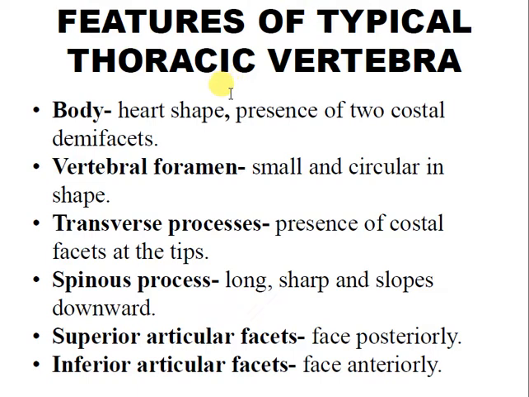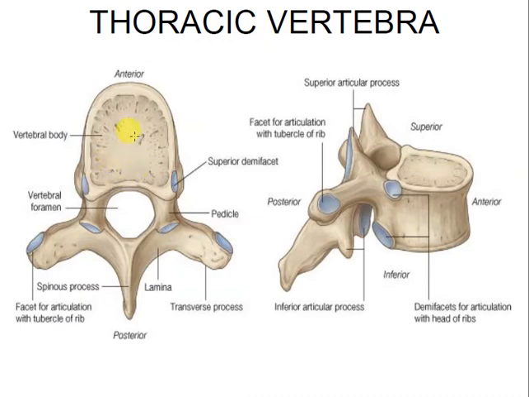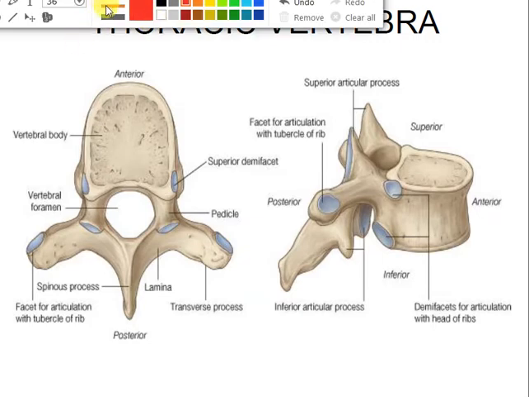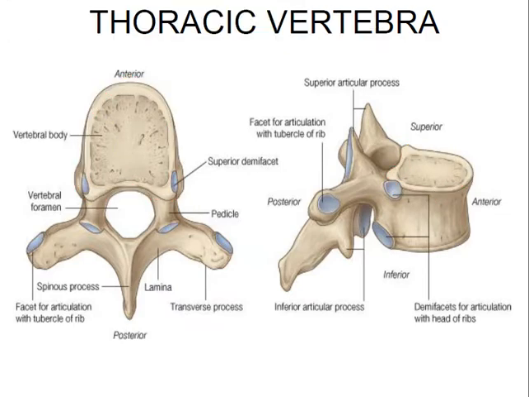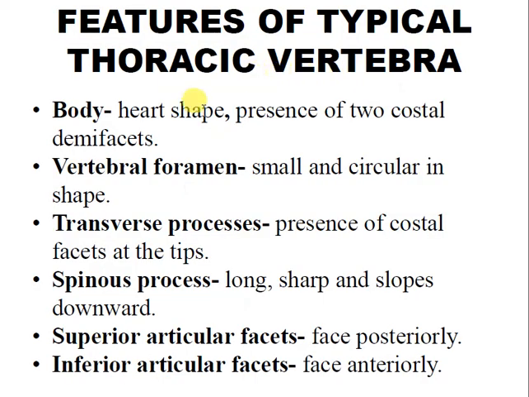Features of a typical thoracic vertebra: the body has a heart shape. On the diagram it is not seen clearly, but you can somehow see the heart shape. This is what we call the heart shape in the body of a thoracic vertebra, and you can draw it like that. This is how we can easily describe the body of a typical thoracic vertebra. So the body is heart shaped.